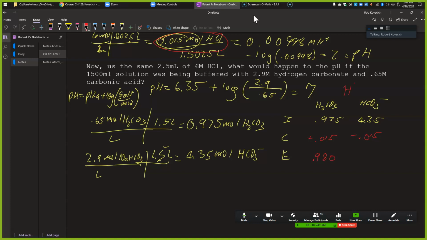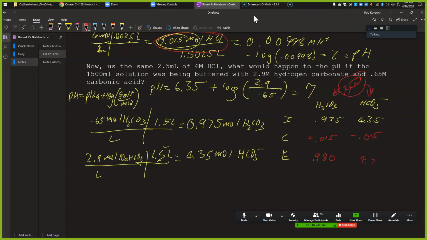Because it's an acid. So this H plus is not going to react with an acid. Acids don't react with each other. And this guy here is negatively charged. So this positive charge and this negative charge come together to form carbonic acid. So we end up gaining 0.015 carbonic acid, and we end up losing 0.015 hydrogen carbonate.